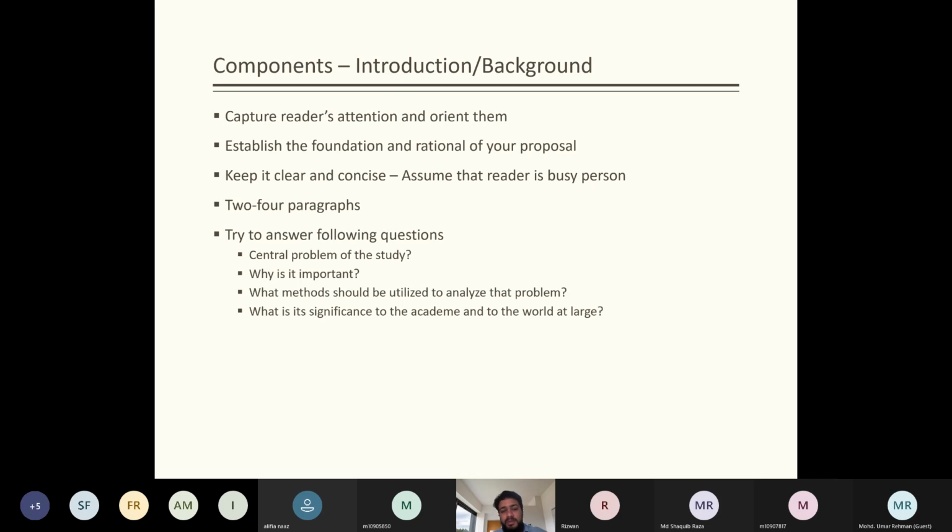And so sometimes you have to provide definitions of key terms or concepts. If the topic you're researching is super complicated, you need to make sure that you explain some basic concepts or definitions if needed.